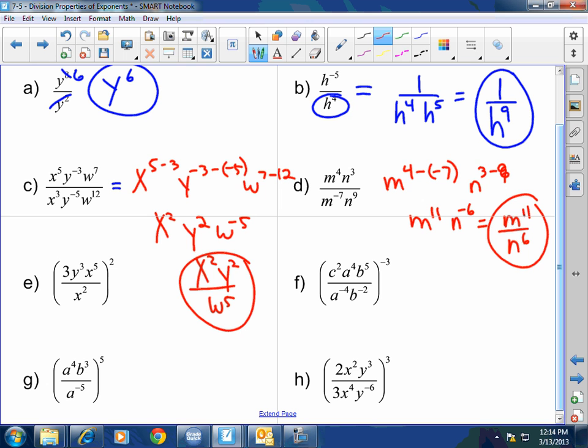Or you could have done this. Bring the 7 up to the top. So m to the 4th, m to the 7th, n to the 3rd over n to the 9th. M to the 4th times m to the 7th is m to the 11th. Take 3 away from here, take 3 away from the denominator, n to the 6th. Still going to get the same exact answer.